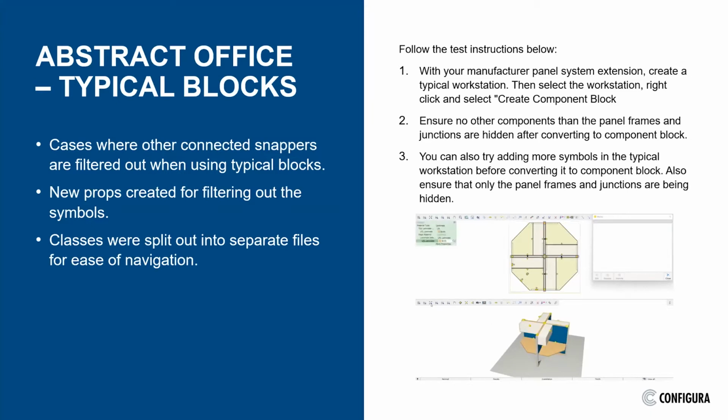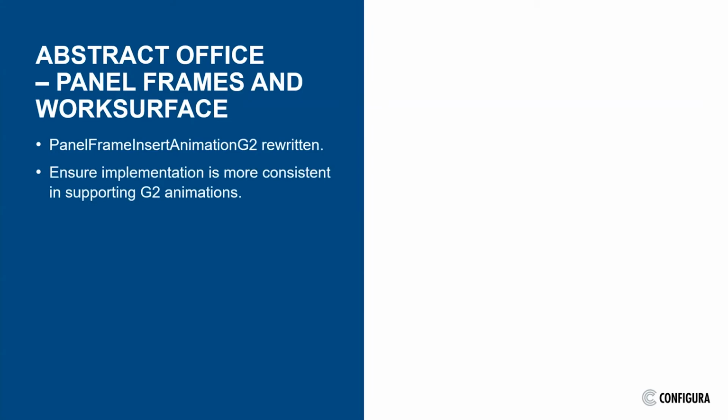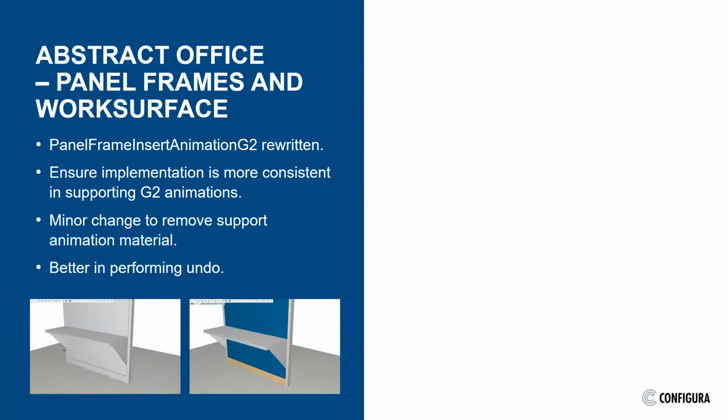Okay, all right, moving down. Also still in abstract office changes, but this round it touches on the panel frames and work surfaces. The panel frame insert animation G2 was rewritten to fix some old issues while also trying to emulate the old animations. This is to make sure that the implementation is more consistent with the old animations while also supporting G2 animations. Some changes to other small bugs and old behavior with the panel frames were also made, as this is needed to ensure that the whole thing works smoothly.